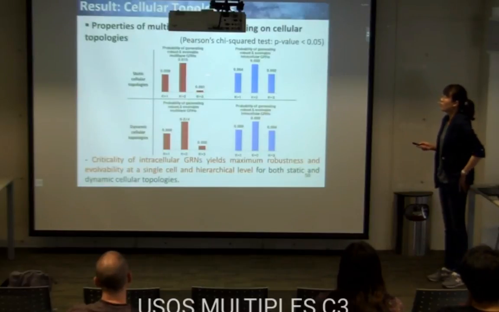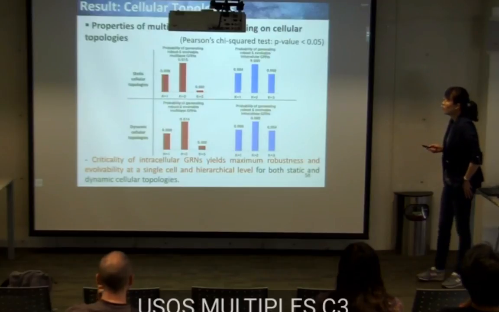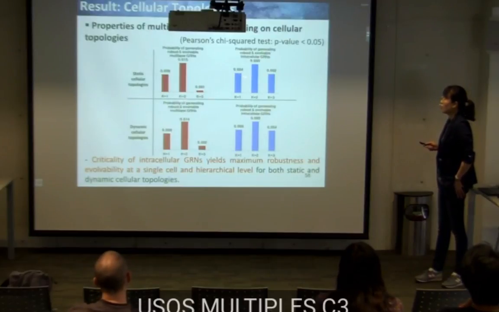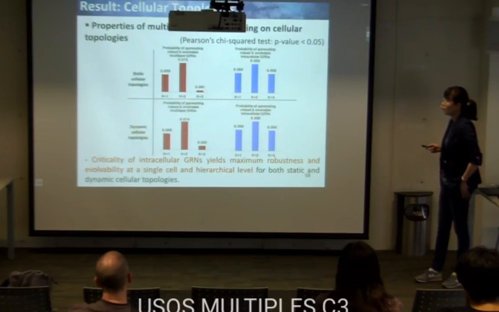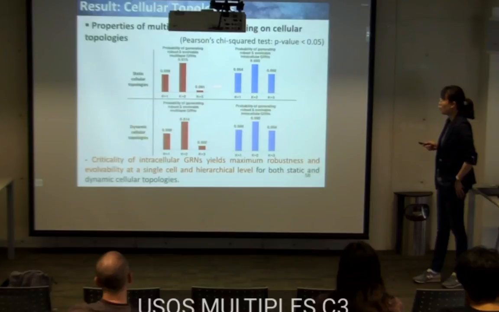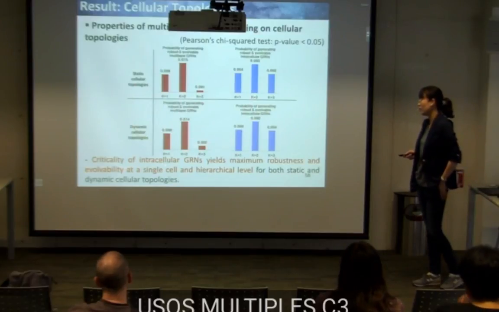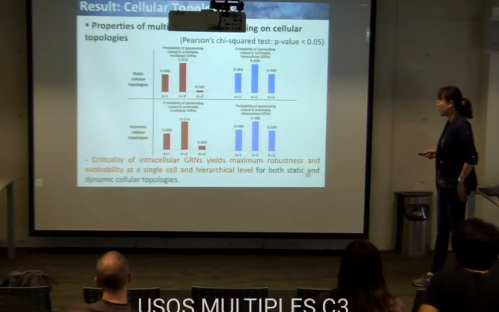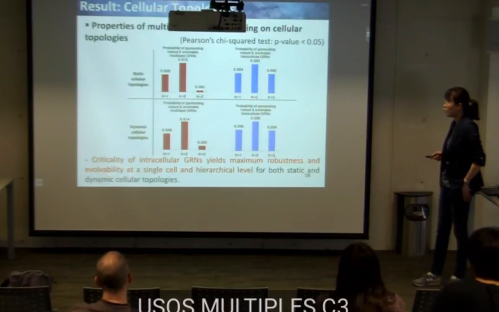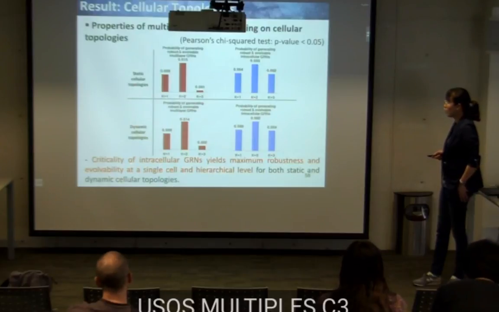These are the probabilities of generating robust and evolvable multi-layer GRNs and intracellular GRNs in static and dynamic cellular topologies. All the values were highest at k equal 2. This means the criticality of intracellular GRNs yields maximum robustness and evolvability at a single cell and hierarchical level for both static and dynamic cellular topologies.